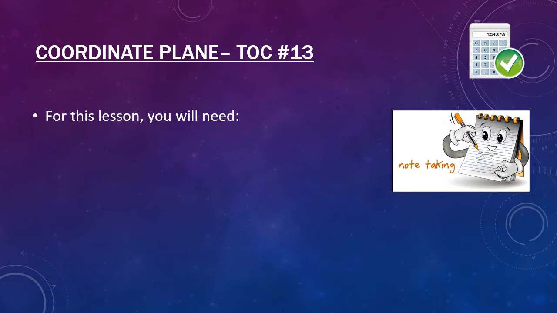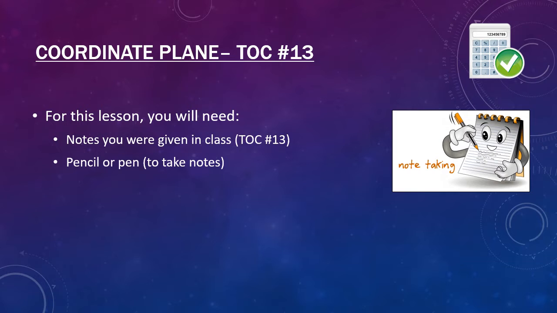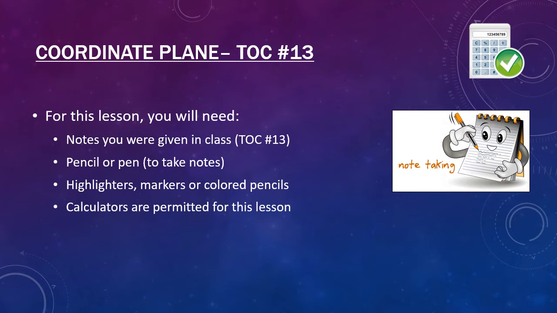For this lesson, of course, you need your yellow TOC that you were given in class. You will also need a pen or pencil to take notes, but most importantly, you will need a highlighter or marker or colored pencil so that you can add some color to help you as you go through this, because we are going to be making some notations with the color. And lastly, this is part of the calculator section, but you will not need a calculator for this because there's no calculations.